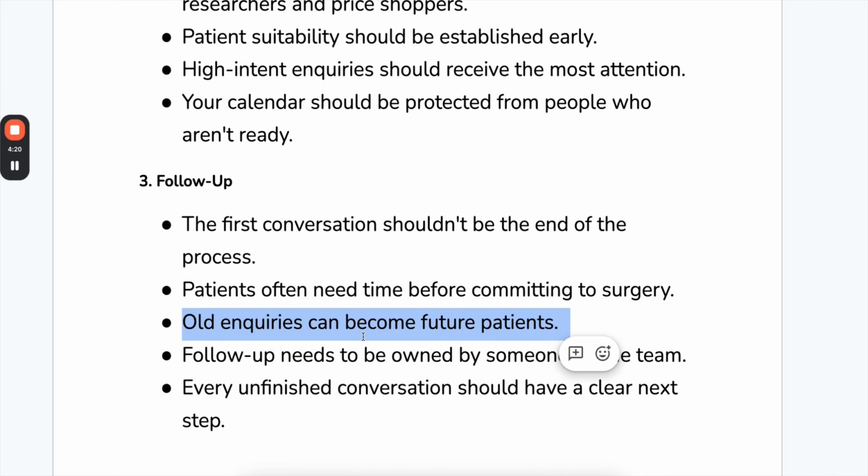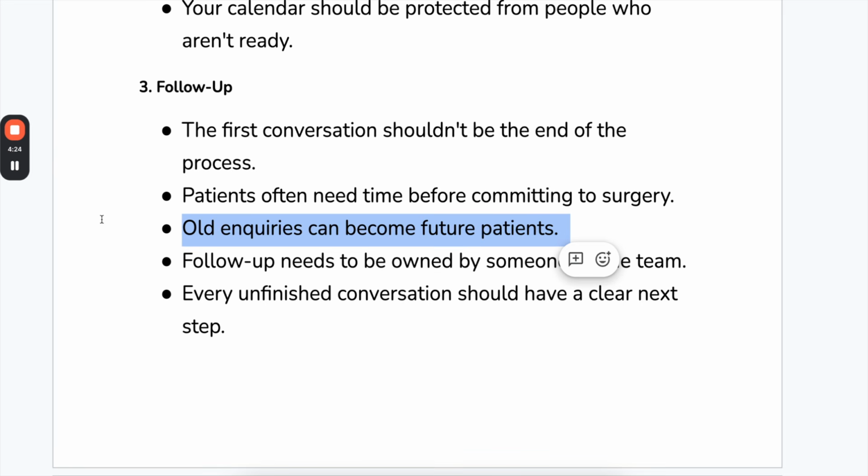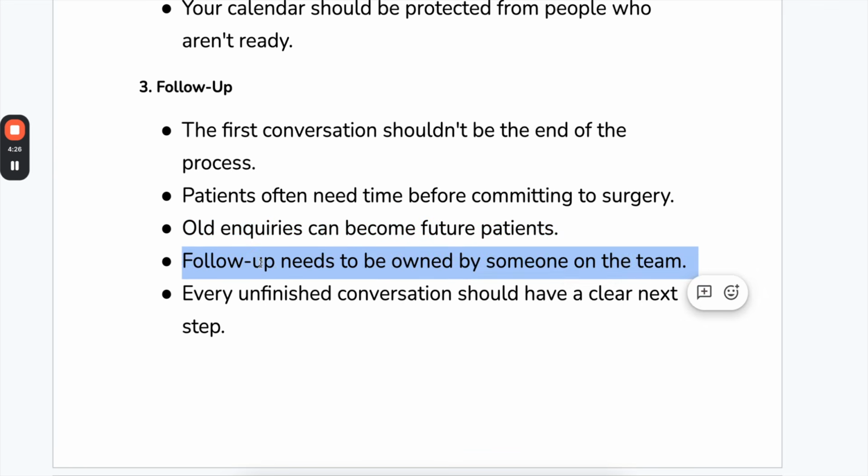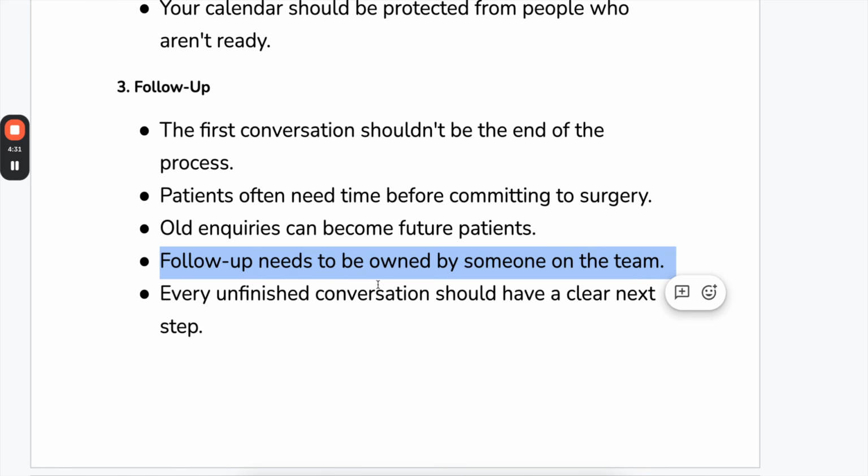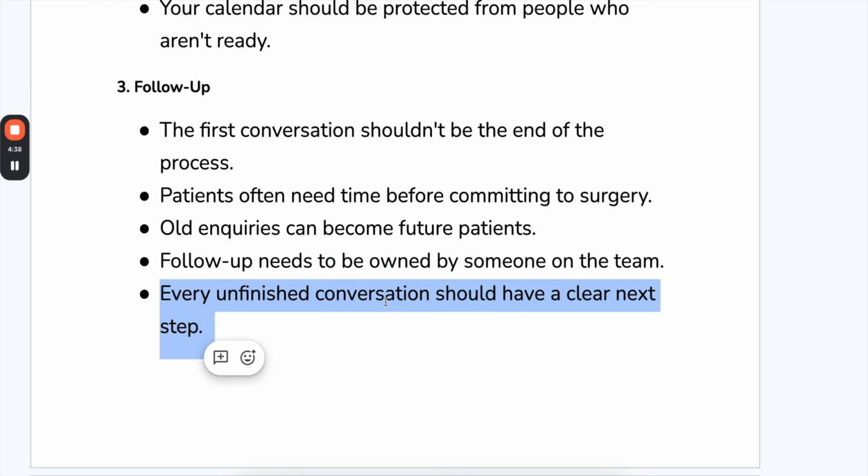So you need to reach out to them either by phone, by SMS, by email, etc., or by WhatsApp. And you need to follow up, and follow-up needs to be owned by someone on the team. For someone who is following up all the time, you need to have a team member who's dedicated to just following up only. And every unfinished conversation should have a clear next step. If you don't have a clear next step for the patient or for the inquiry, then it's not going to be good because the person is just going to not know what to do next. You need to give them a next step. You need to give them a next thing to follow.